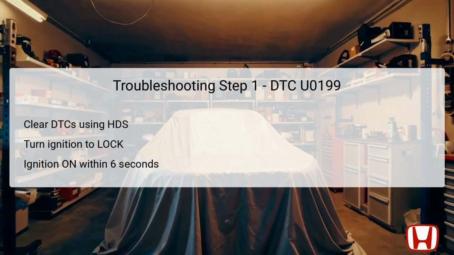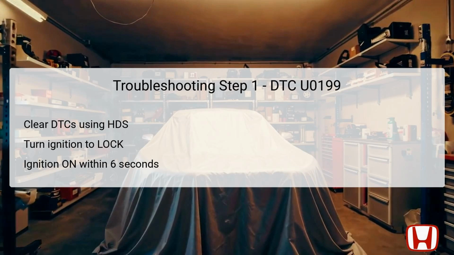The first step in troubleshooting DTC U0199 involves clearing any existing diagnostic trouble codes using the Honda Diagnostic System HDS. This process resets the system, allowing for a fresh evaluation of the communication status between the driver's MICU and the Door Multiplex Control Unit. After clearing the DTCs, the ignition switch must be turned to the lock position and then quickly back to the on position.